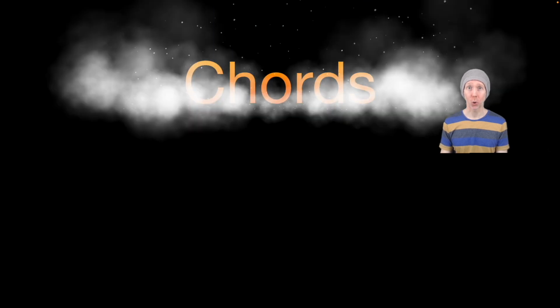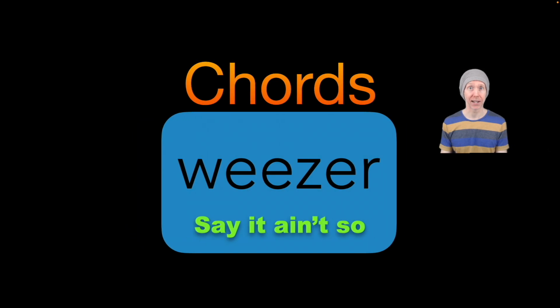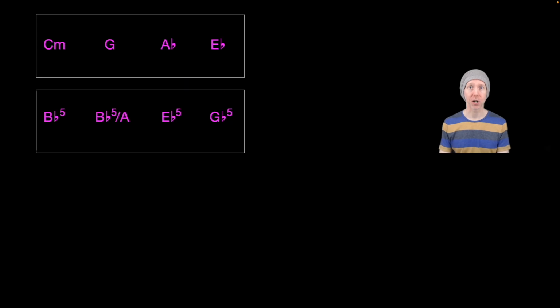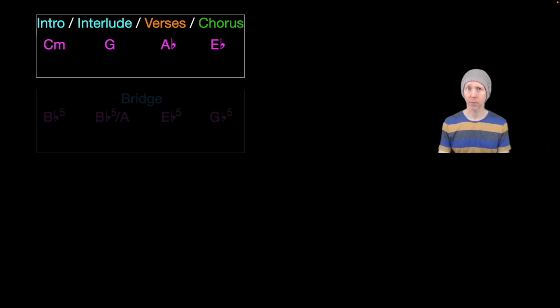In this video, I'm going to take a deep dive into the chords used in Weezer's Say It Ain't So. These are the two chord progressions that are used in Say It Ain't So, and the sections where they occur. Let's begin with this first progression that makes up the majority of the song.